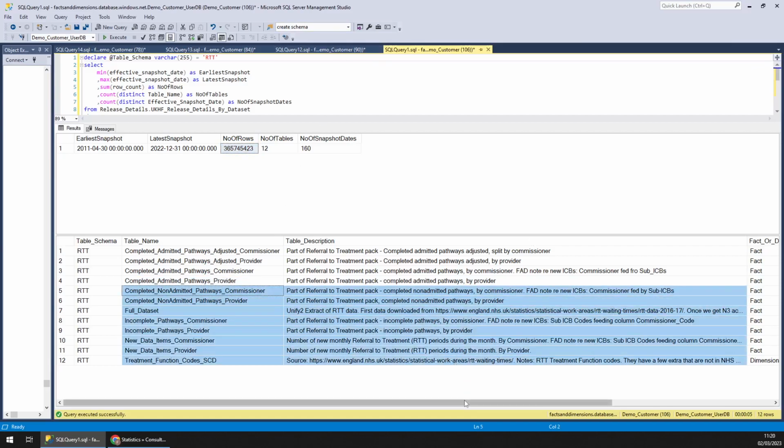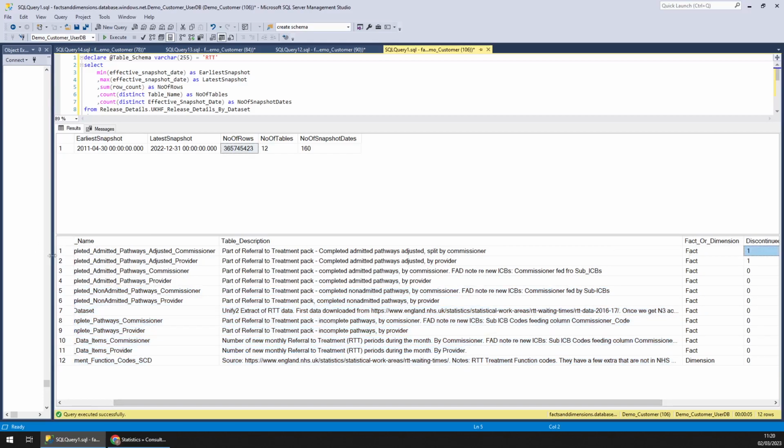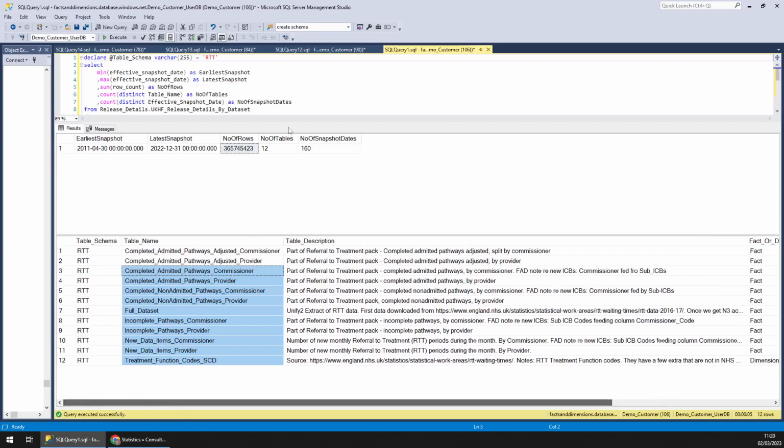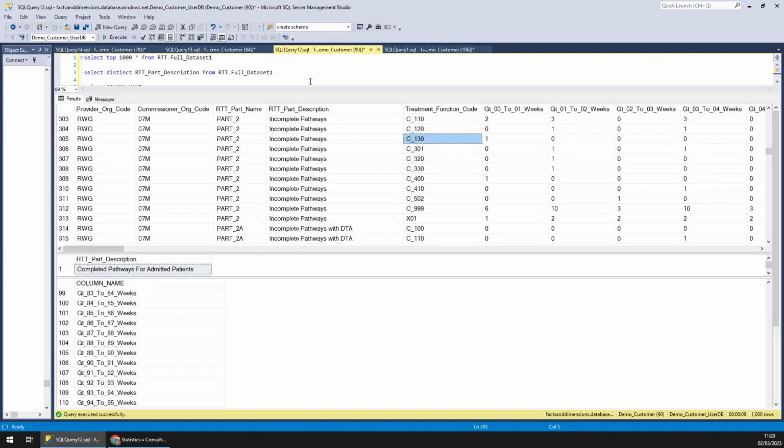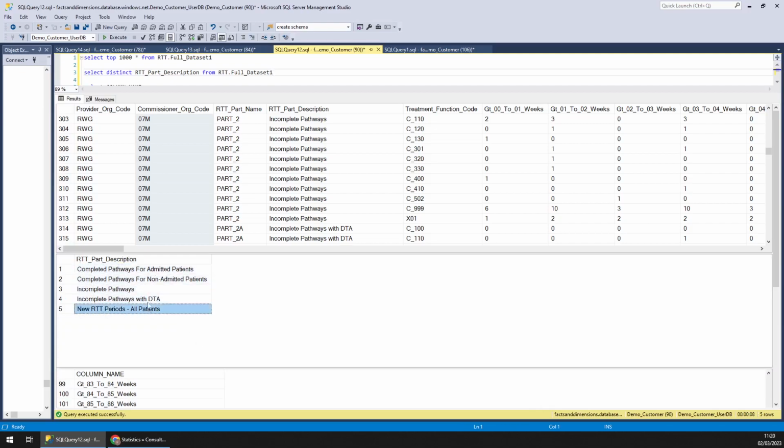These are the tables. You can see here these top two are discontinued, but the other ones are still getting data. And querying the full data set is probably the best one. That has got figures split by provider and commissioner, as well as the type of RTT description. These are the RTT descriptions, by the way, and the treatment function code and the weeks waiting.